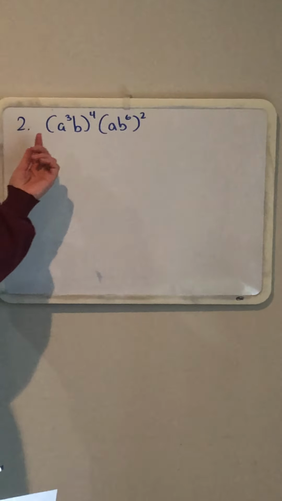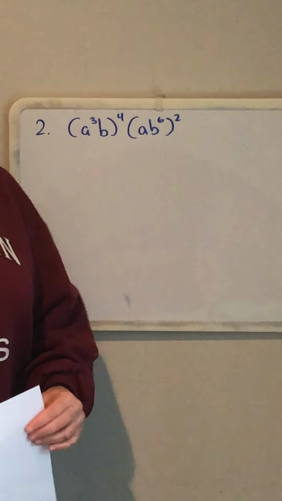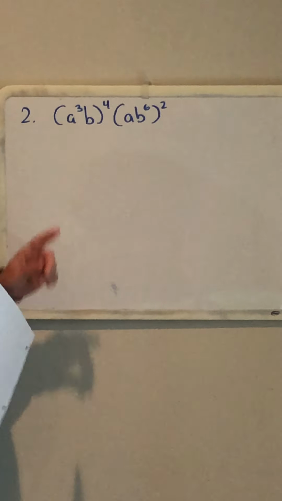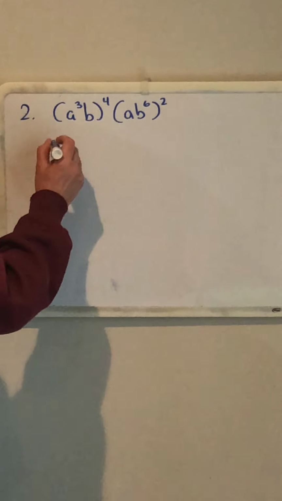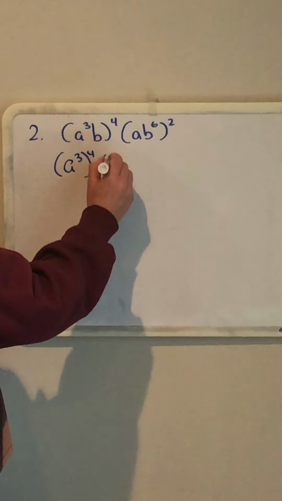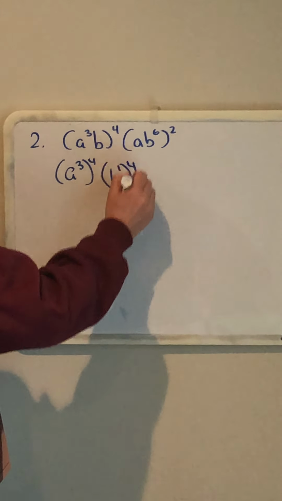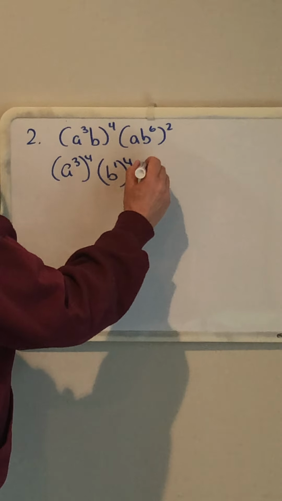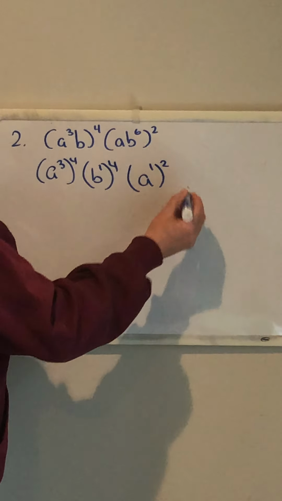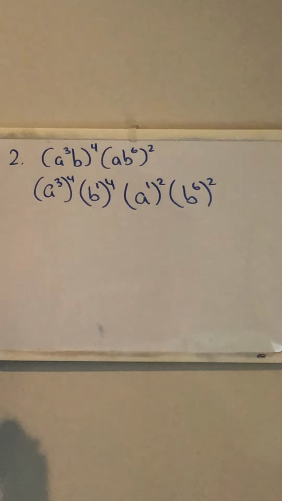Number 2 says a to the third b, all raised to the fourth, and ab to the sixth, all raised to the second. So we know that when we have a power outside of parentheses, the first thing we need to do is distribute it. So this becomes a to the third to the fourth, b to the first, because when there's no exponent there, it is a 1, to the fourth. This becomes a to the first, again missing exponent, to the second, and b to the sixth, to the second.